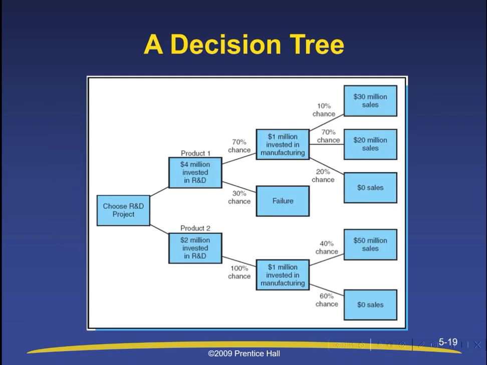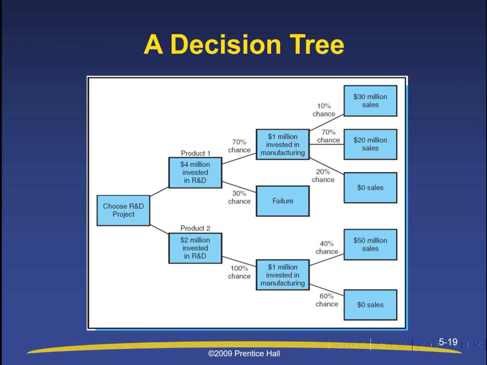A decision tree can start by choosing R&D projects. Looking at the R&D project in product 1, $4 million was invested in the R&D. It has a 70% chance of having $1 million invested in manufacturing. It also has a 30% chance of failure. And if $1 million is invested in the manufacturing, it has a 10% chance of 30 million sales, 70% chance of 20 million sales, and 20% chance of 0 sales.